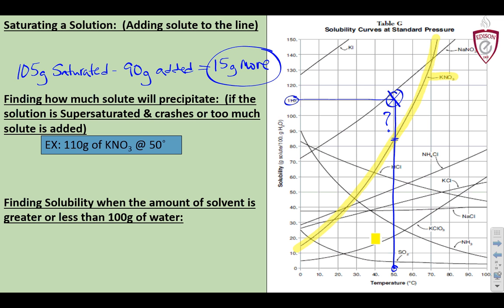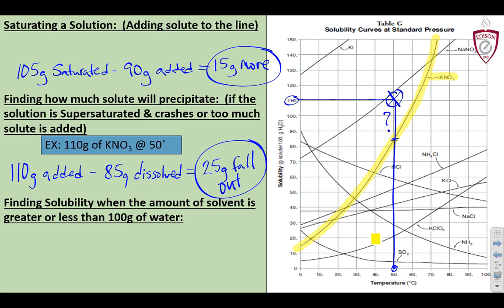Right. So let's write down our 110 that we got. So 110 grams added. And it looks like the saturation would be at about, would you say 85 or 84 grams maybe? Let's see. Yeah, we'll do by 5. It's about 85. About minus 85 grams dissolved. And so now when we subtract those, 15 and 10 is 25 grams of precipitate would fall to the bottom of the flask.